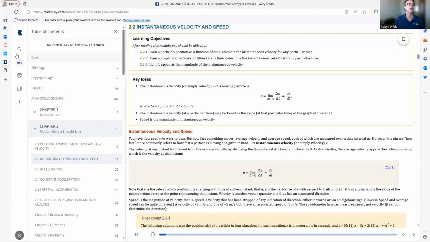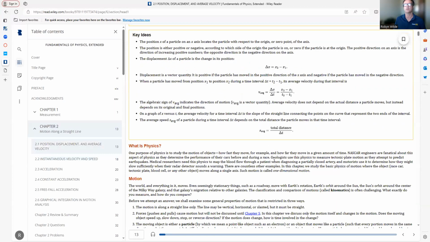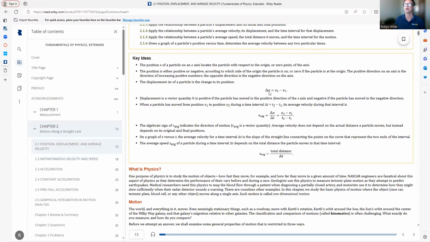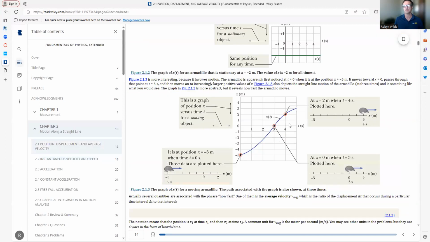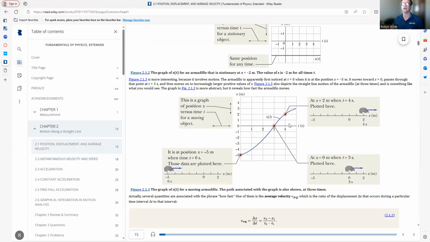So let me go ahead and start by reviewing what we defined last time. So going back here, position, displacement, and average velocity, right? We define displacement. So delta x here is x2 minus x1, or as I call it, x final minus x initial. Average velocity is your change in x over your change in time, right? And your instantaneous velocity is going to be the slope at any moment in time.